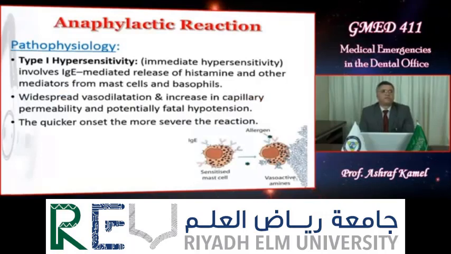Anaphylactic reaction. The pathophysiology: type 1 hypersensitivity reaction. It's an immediate hypersensitivity which involves IgE mediated release of histamine and other mediators from the mast cells and basophils. The histamine leads to widespread vasodilatation and increasing capillary permeability and potentially fatal hypotension. The quicker the onset, the more severe the reaction.